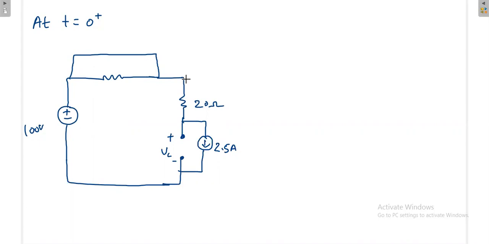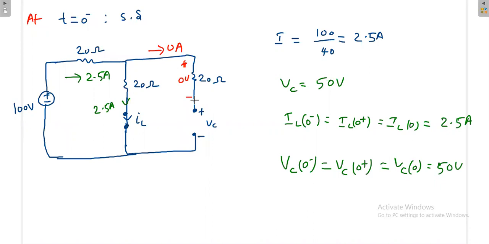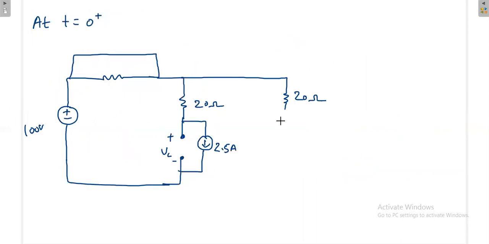Now there is another branch, that is 20 ohm, and we have to replace this capacitor with its equivalent circuit. At the time of switching, the capacitor will act as a short circuit, but you have to mention the voltage across the capacitor. The voltage across the capacitor is 50 volt. So here we mention 50 volt, and the capacitor equivalent is simply a short circuit. Now the circuit is complete.